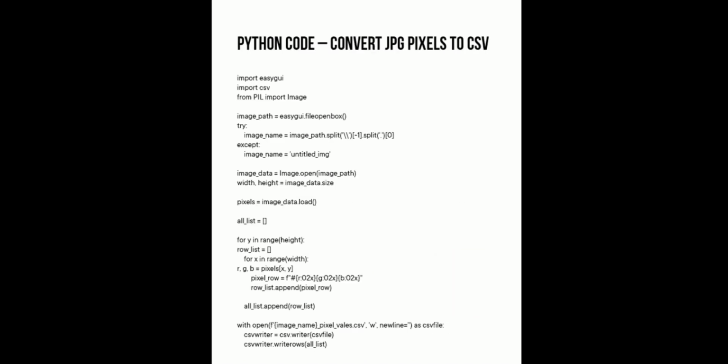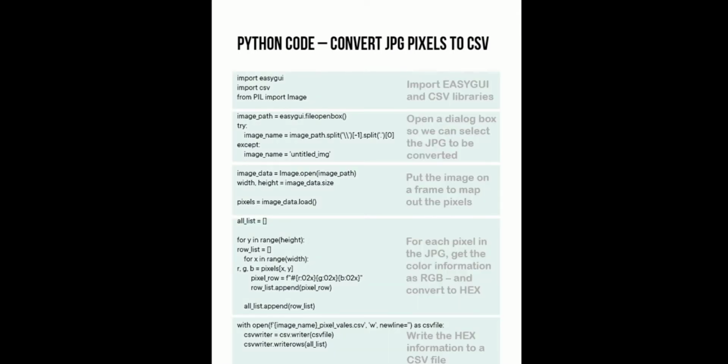So this is the Python code that converted the JPEG pixels to CSV. I'll try and break down what's happening in each section of the Python script. The first section is essentially importing the libraries that are going to be used. You want the EasyGUI library, and that library allows you to interact with the Python script using a dialog box, a typical Windows dialog box. And that dialog box was what the Python script used to help me navigate to where the image I want to convert was stored, and to select it for use in this processing. I also imported the CSV library, which enables the conversion to CSV.